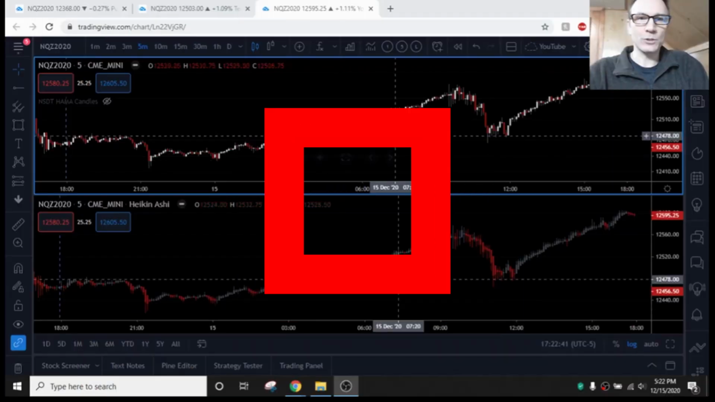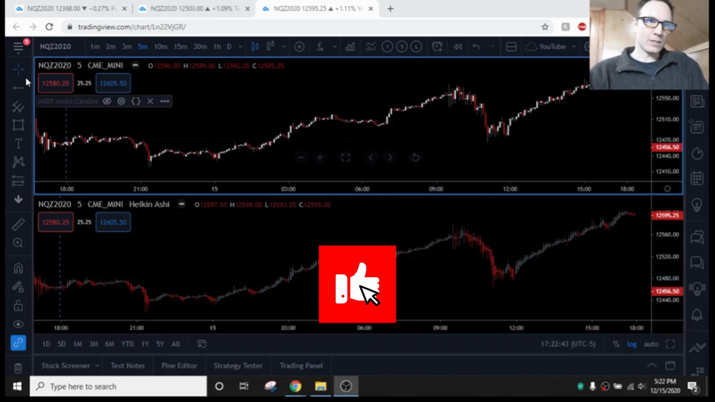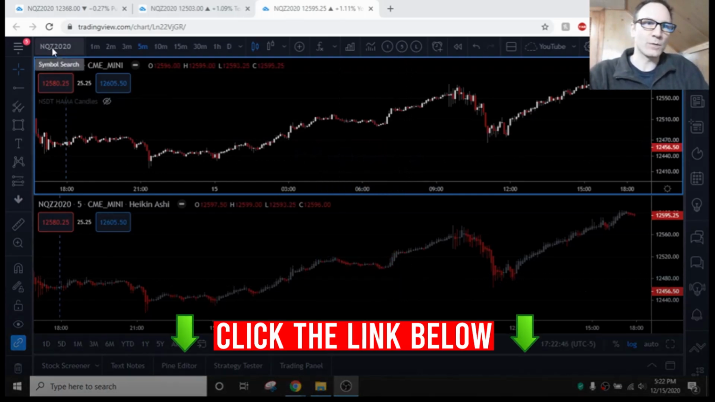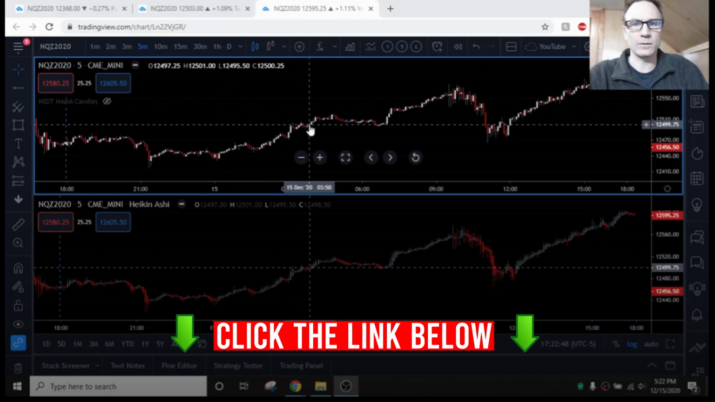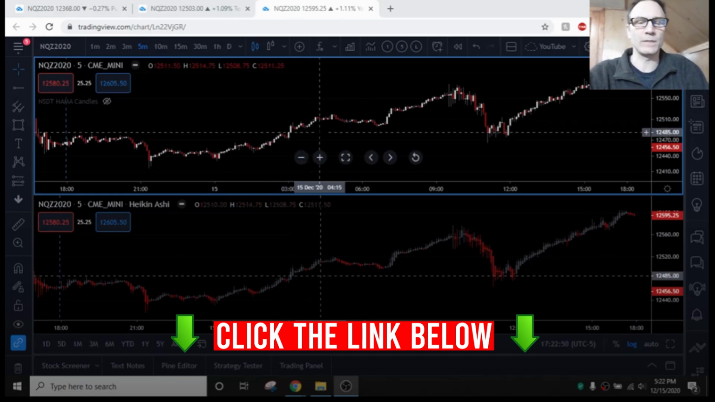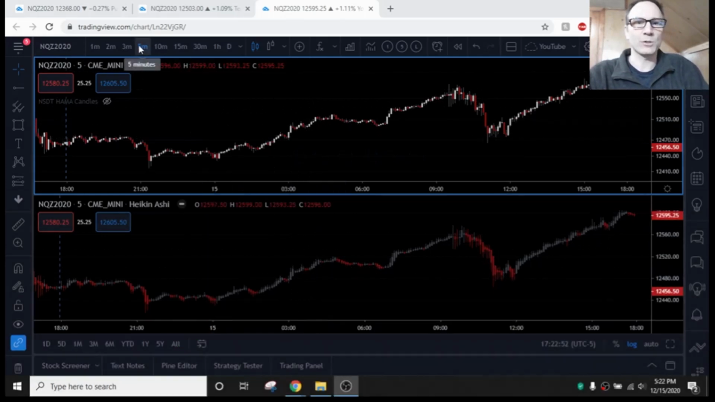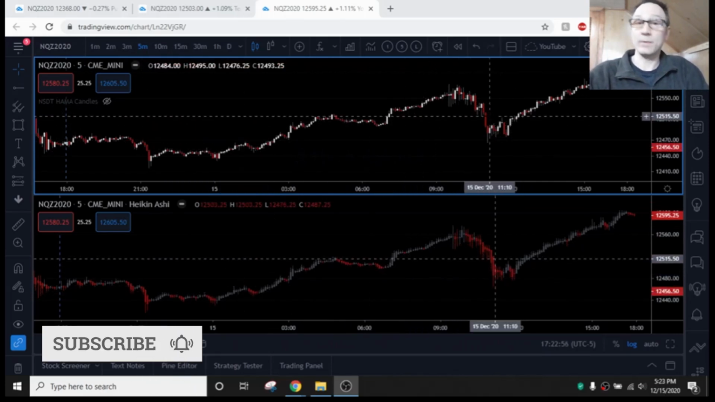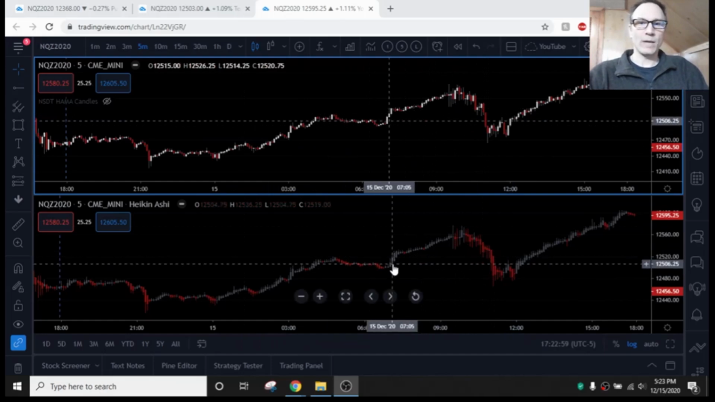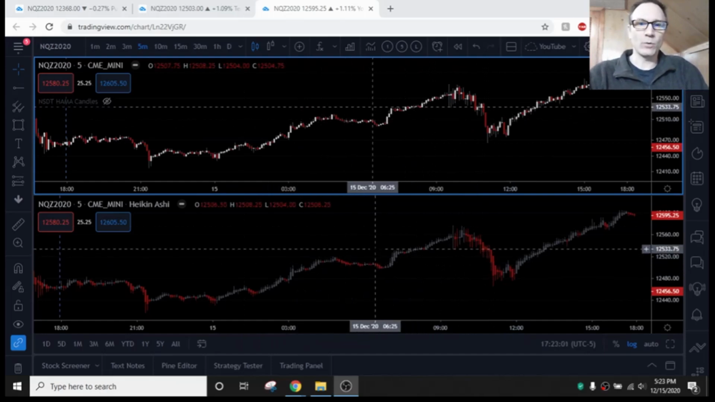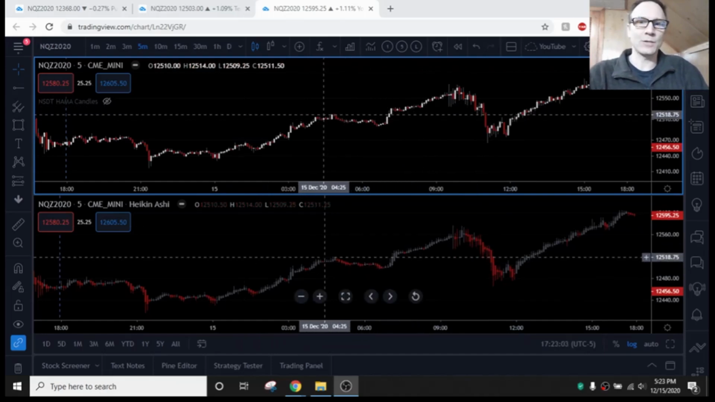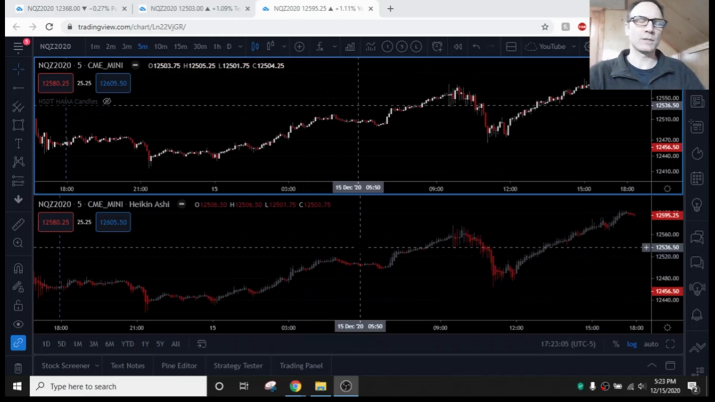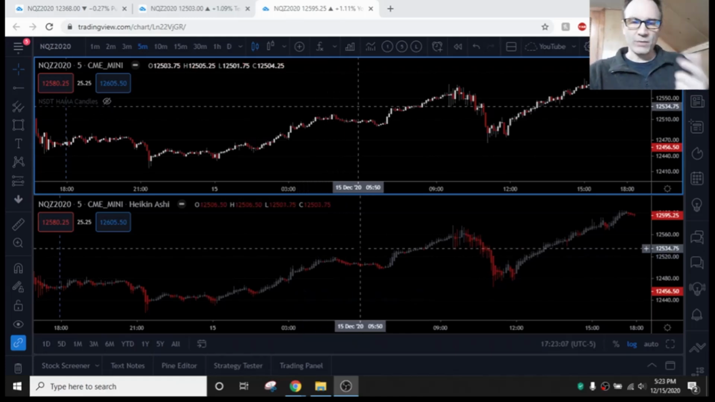Alright, so the chart we are looking at here is the NQ. It's the Z contract for December, and the day we're looking at is December 15th, 2020 on a 5-minute chart. On the top, we have regular candles or Japanese candles. On the bottom, we have the same chart, same time frame, only these candles are the Heikin Ashi candles. Now, if you're not familiar with the Heikin Ashi candles from a previous video, they're very simple. They are used to smooth out the trends.